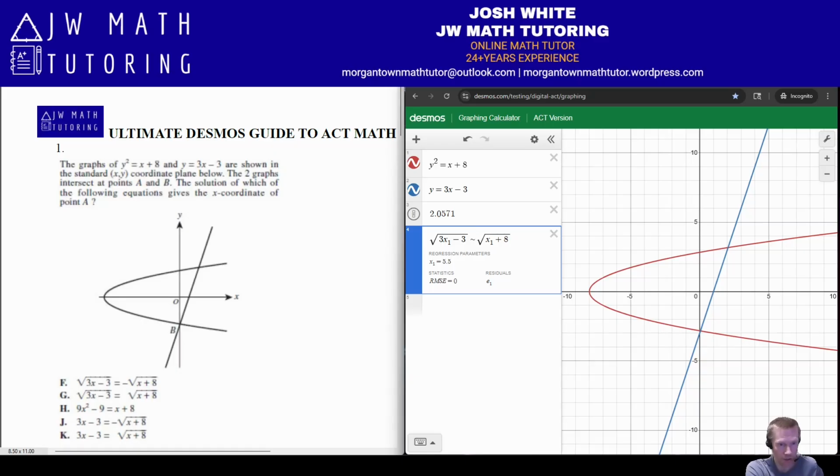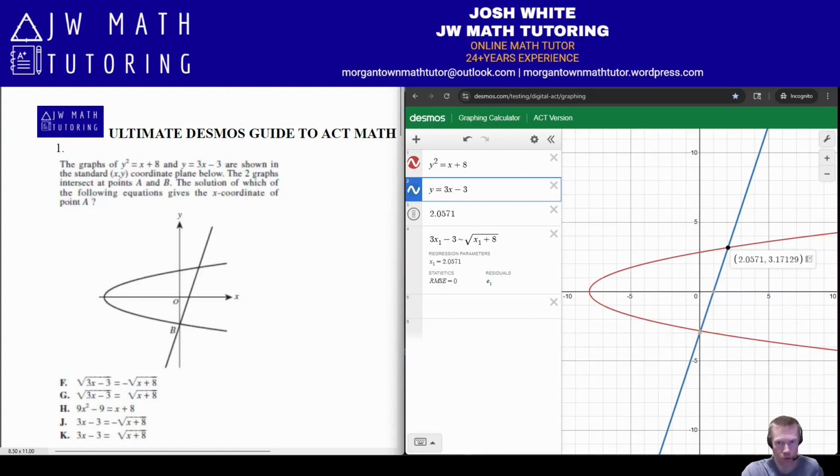I'm going to skip H for now just because I already have the right side, already have the square root there. So now I'm going to go to J. Notice this one is not correct. Now for K, I can just delete this, and notice I get the same correct answer. I get the same solution for the equation in K as I do for the x-coordinate where they intersect, right here at this point.